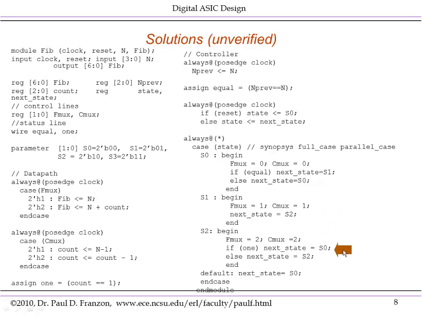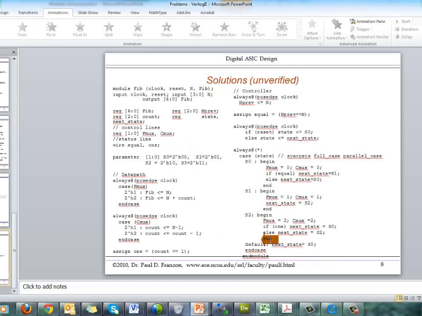State S2. Stay in state S2 until 1 goes high. Again, Moore machine, Fmux and Cmux are 2. Need the default here to prevent unintentional latches and to make sure and to catch the illegal state. State S3 is an illegal state.